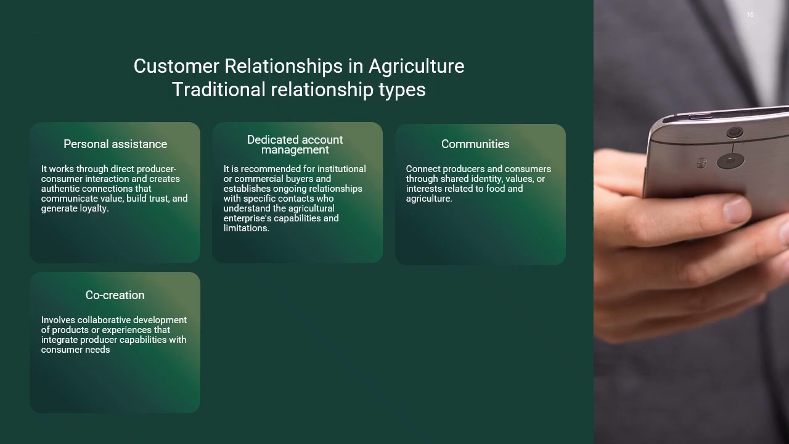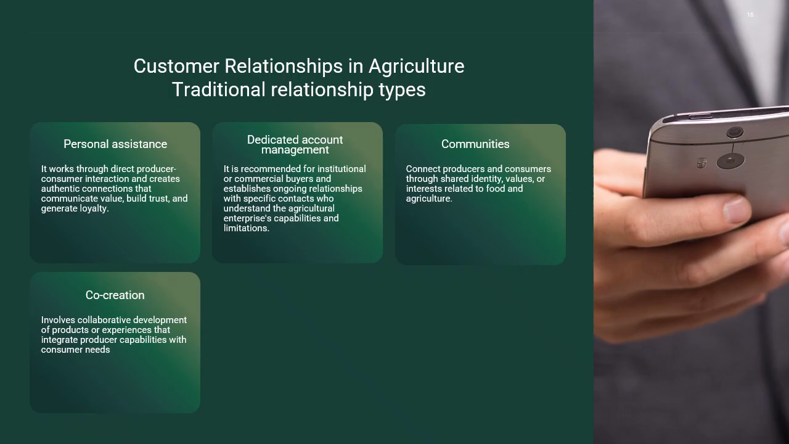Let's examine four traditional relationship types adapted for agricultural contexts. Personal assistance works through direct producer consumer interaction, creating authentic connections that communicate value, build trust, and generate loyalty. At a farmer's market, for example, a cheese producer can educate customers about traditional production methods, suggest wine pairings, and explain how aging processes influence flavor development.